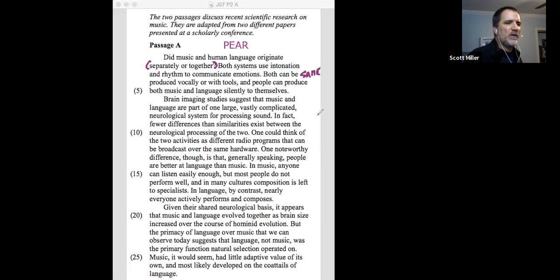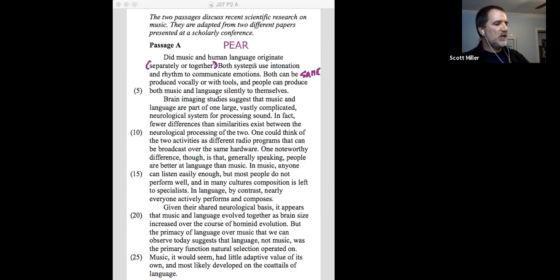So I might put a little note here, same. We're talking of both systems use intonation and rhythm, both can be produced vocally with tools, et cetera, right? Talking about how they're the same. And as I continue reading, that's the pause and evaluate.